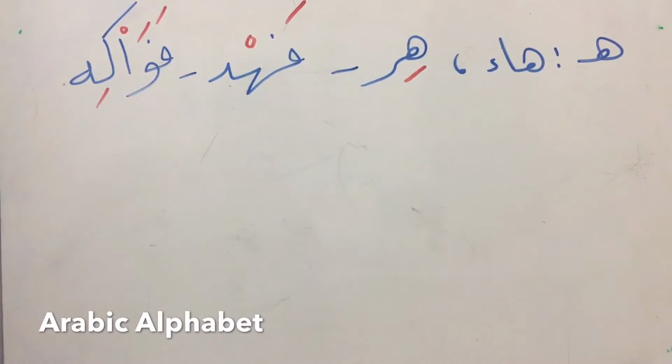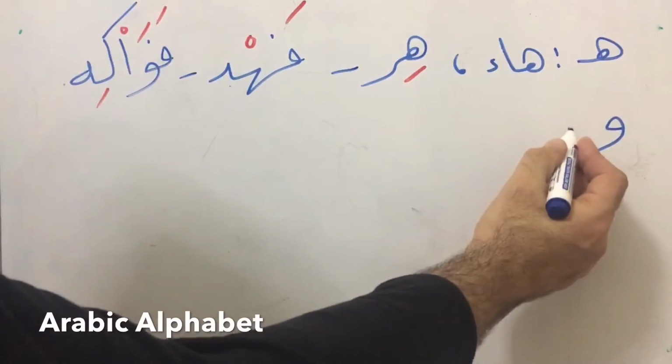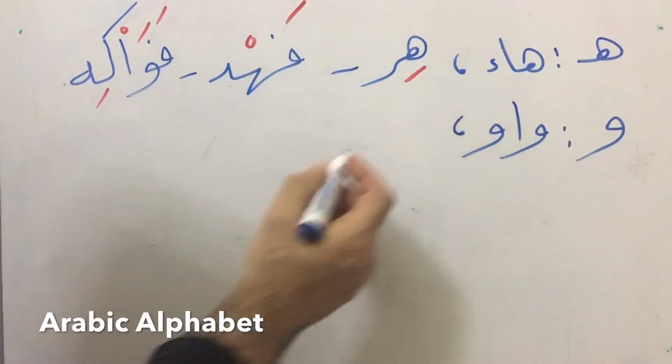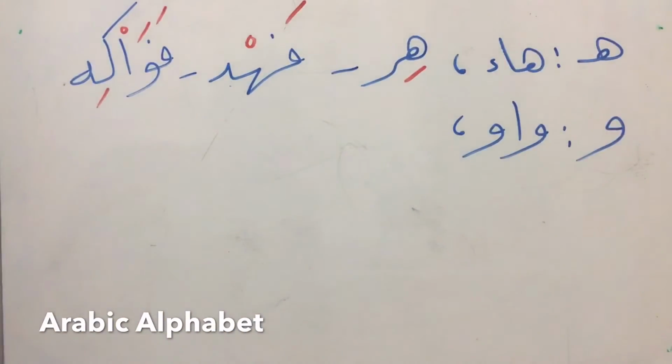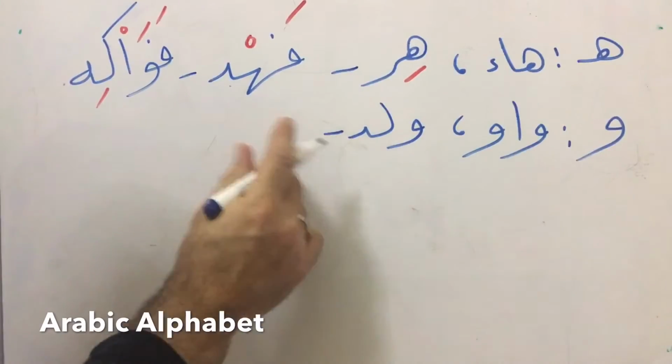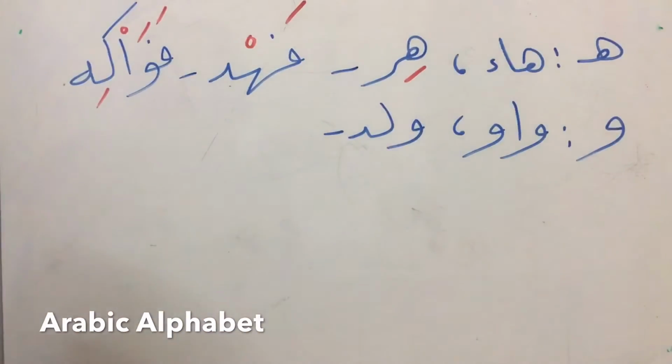After ha we have wow. Like walad. Walad means boy. Wow fatha, lam fatha. A boy, walad. This is at the beginning of the word.